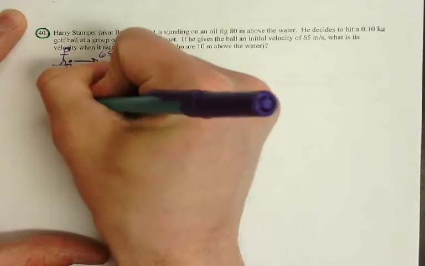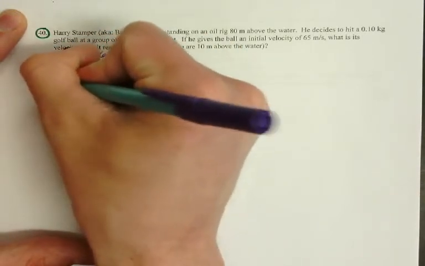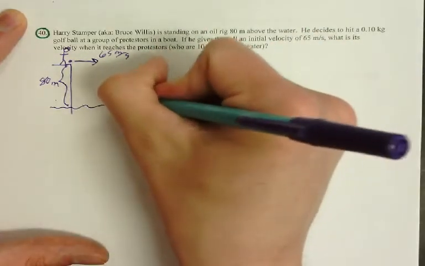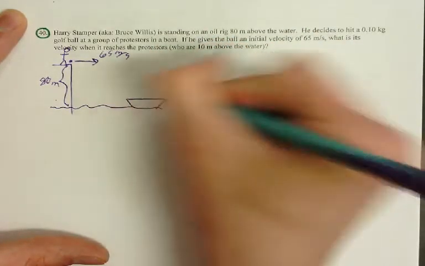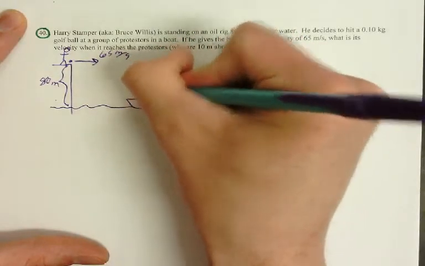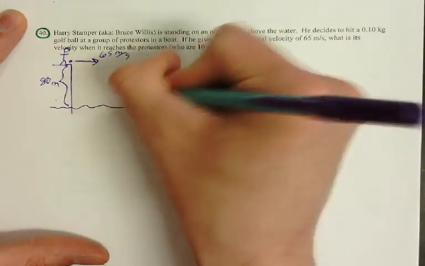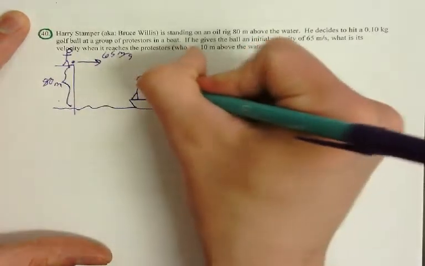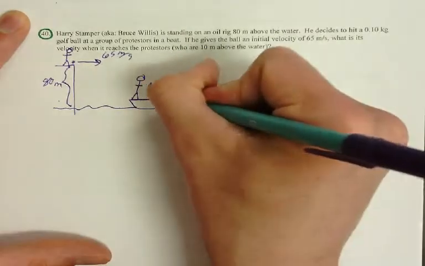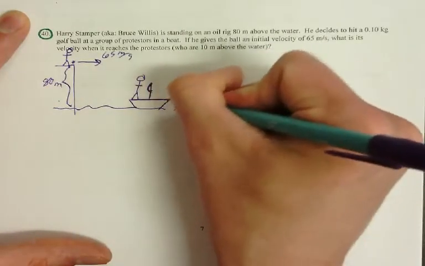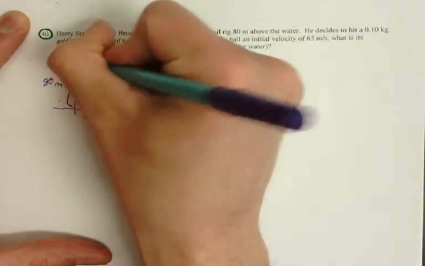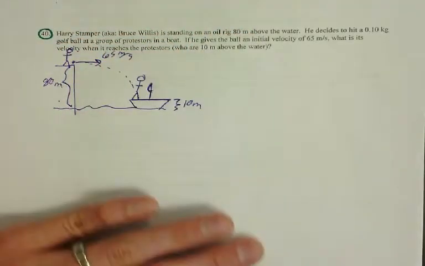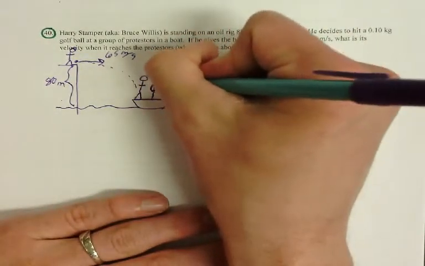The oil rig is 80 meters above the water. And then he's hitting it into a group of protesters which are on a boat. Evidently the protesters are taller than the sail on their boat. It's not a great design choice. And the boat is 10 meters above the water. The question wants to know how fast it is going then.